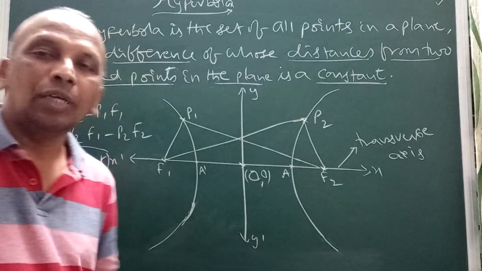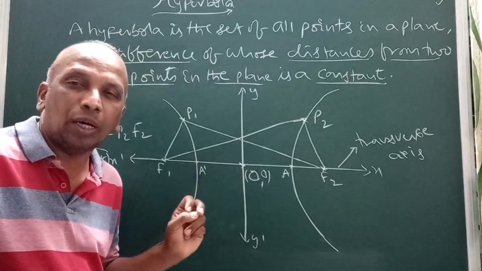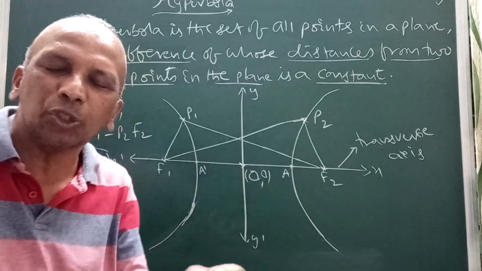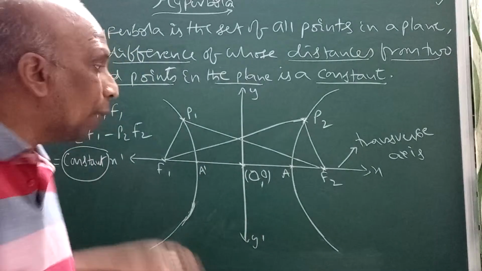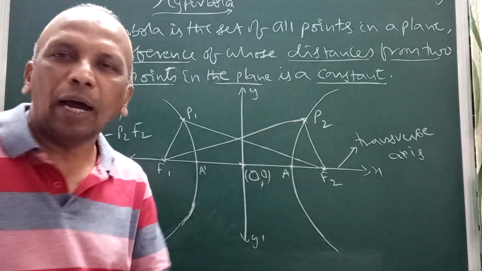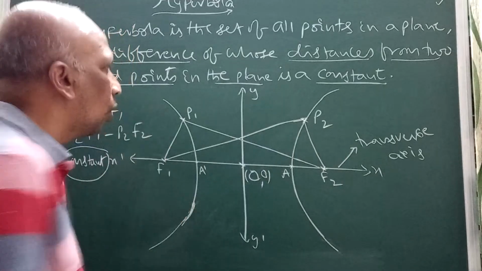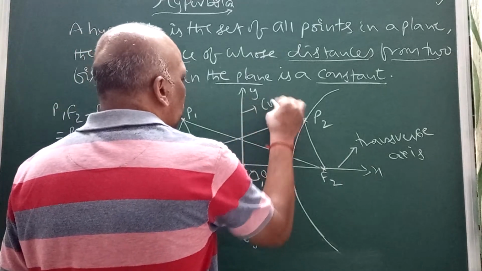Now, the line which passes through the center of the hyperbola and is perpendicular to the transverse axis is called the conjugate axis. This is the conjugate axis.